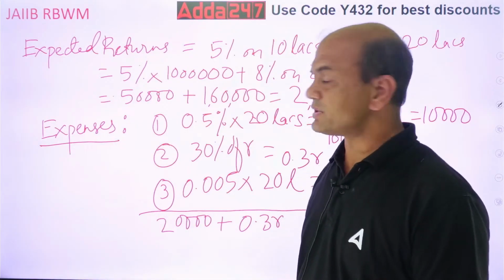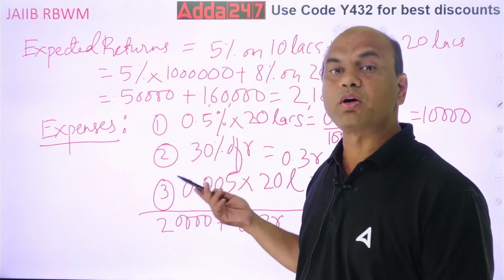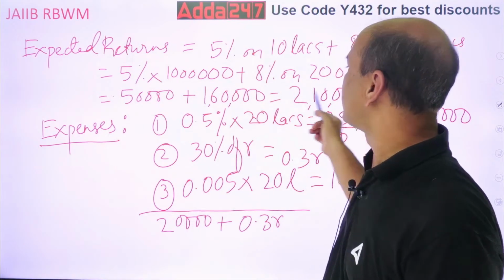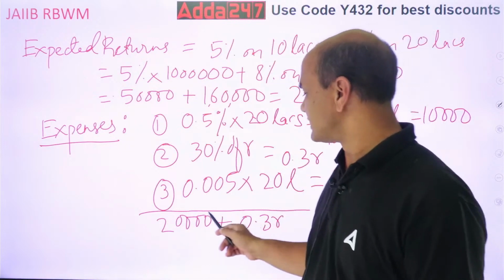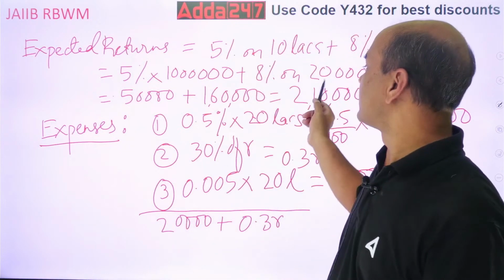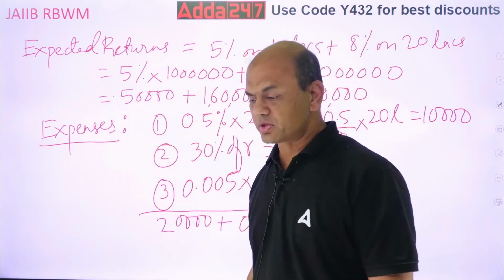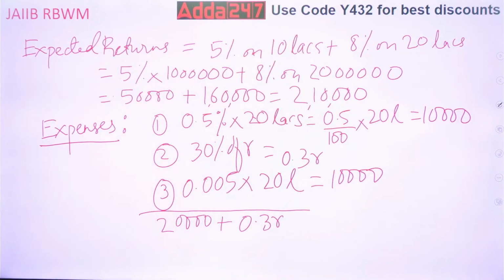If you want to solve this, your total expenses should be matched with your expected returns. See this, expected returns are 2,10,000. Expenses are these and these are the returns. How do you match this? Everyone, how will you match these things?